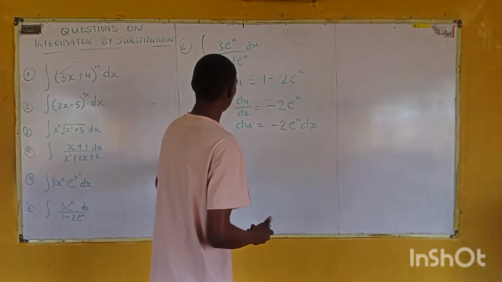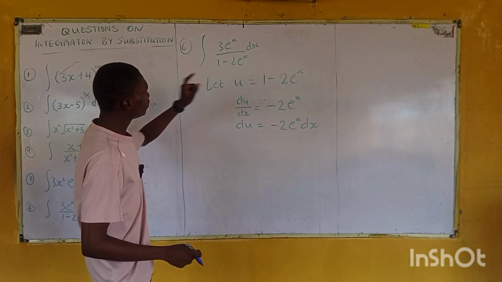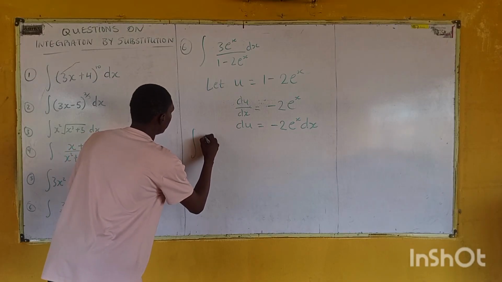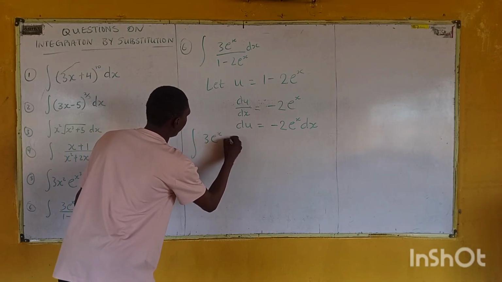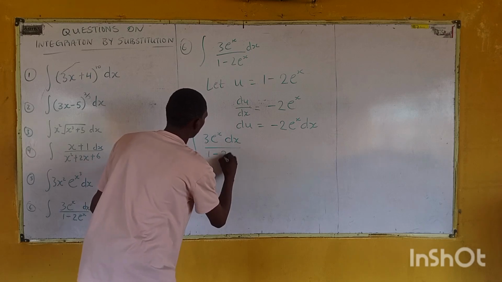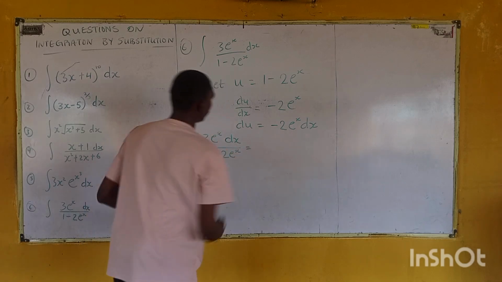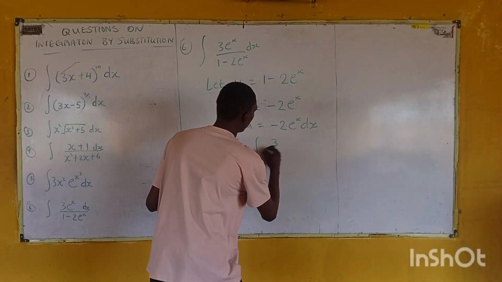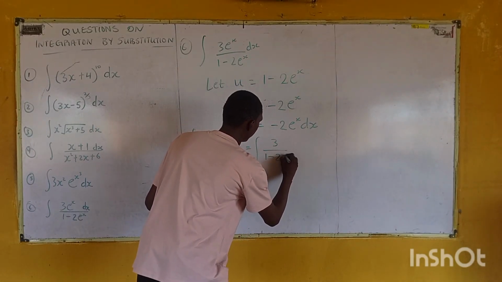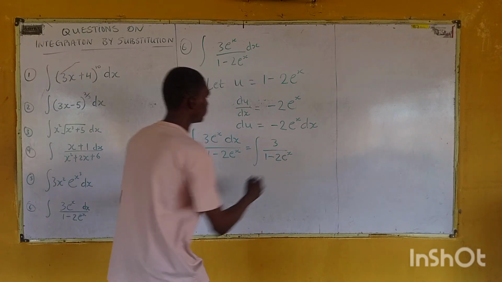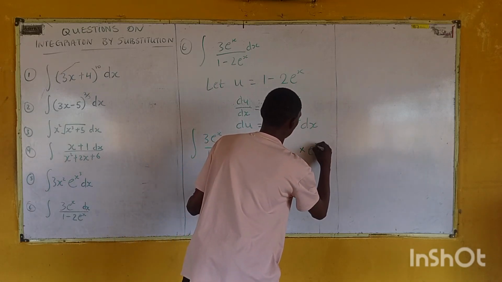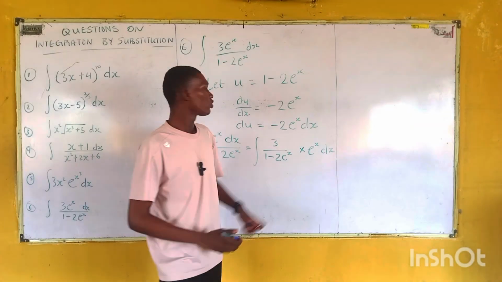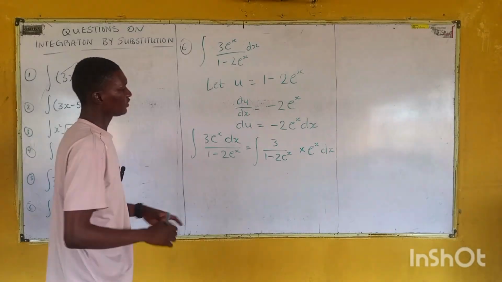All right. So we've represented du to be this, we've represented u to be this. So what's the next thing? We can rewrite from our question that the integral of 3 exponential raised to power x dx over 1 minus 2 exponential raised to power x can be written as the integral of 3 over 1 minus 2 exponential raised to power x, then multiplied by exponential raised to power x dx. All right. So we can still break it down to this form.